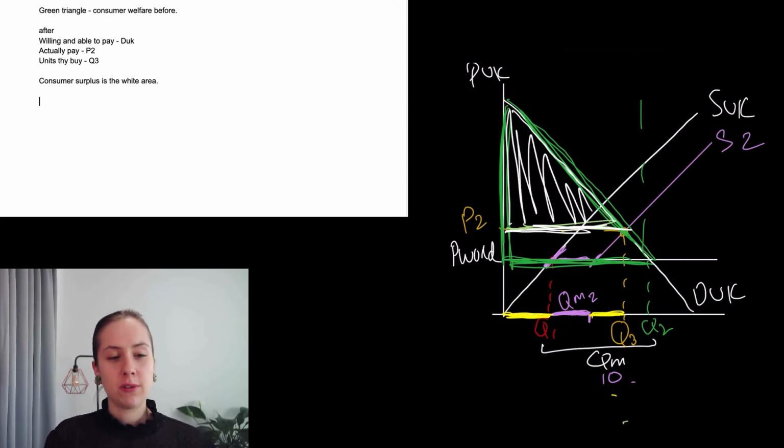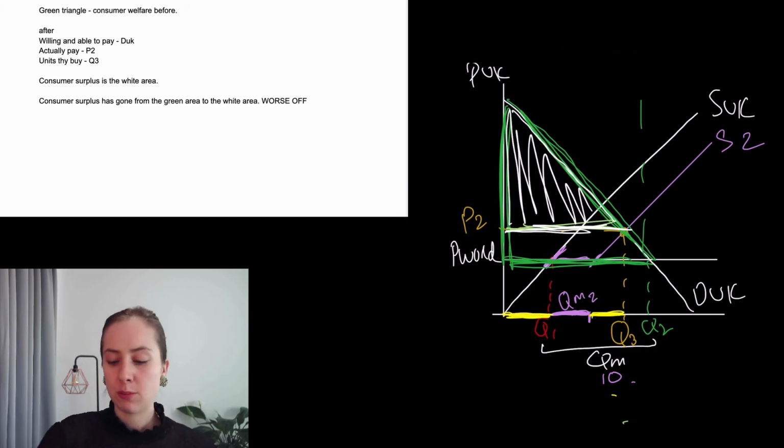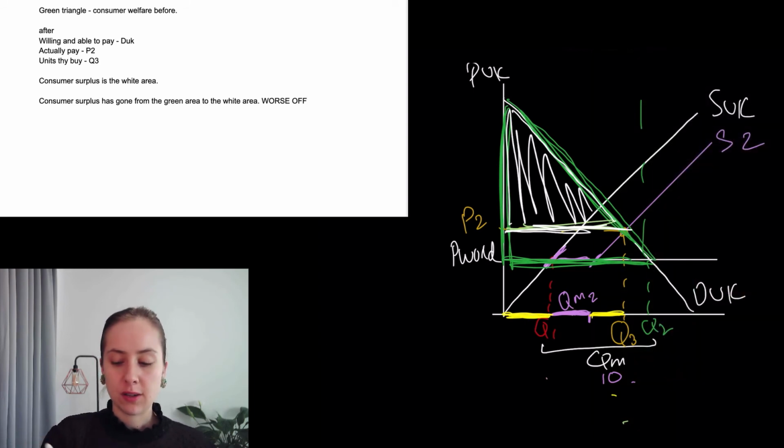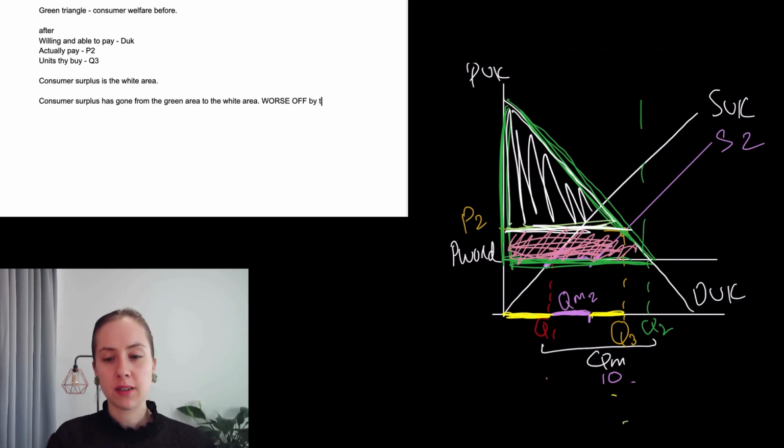Okay, so overall, consumer welfare, consumer surplus has gone from the green area to the white area. So clearly it's been worse off. If you look very carefully, you will see that consumer surplus will have fallen by all of this pink area. So consumers are worse off. UK consumers are worse off. Let's look at the producer surplus.